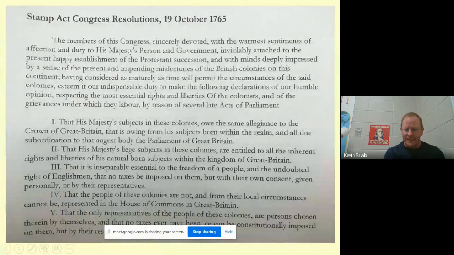So here's what I want to look at real quick. They definitely need to see this one. So here's the thing. In 1765, how many folks are talking independence? You're not going to see it yet. There's no real need. So what do they say? Take a look at this one. The members of this Congress, sincerely devoted with the warmest sentiments of affection and duty to His Majesty's person and government, inviolably attached to the present happy establishment of the Protestant succession. So what is he saying right there? We're devoted to king and parliament, king and country. We're devoted. Humble subjects, go down here. His Majesty's subjects in these colonies. We have allegiance to the crown. And since we do, we are entitled to what?